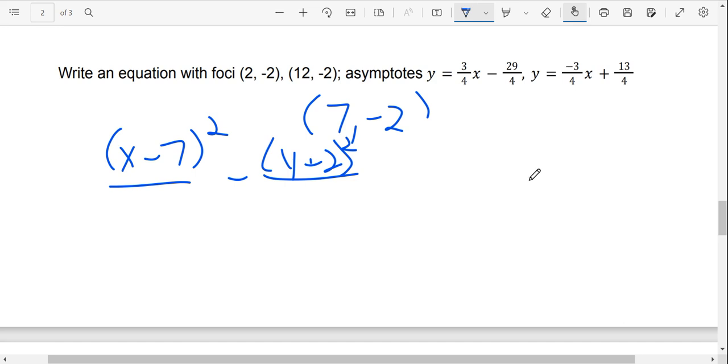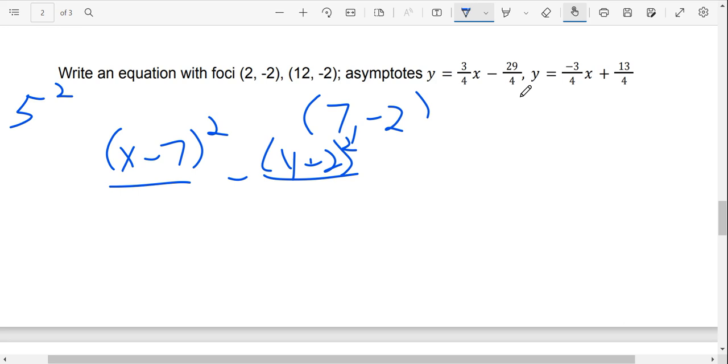Now what's a and what's b? Well, how much of a change from the center to your foci is it? It's 5, right? Well, excuse me, 5 is your c value. So we have our c. c squared is equal to 5 squared. Now what do we have over here? We have y equals 3 over 4x minus 29 over 4.